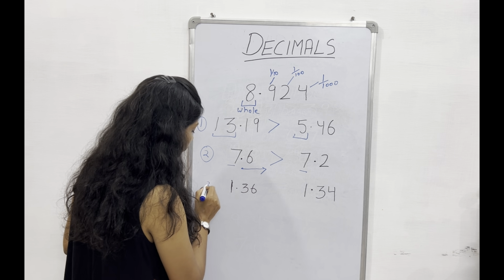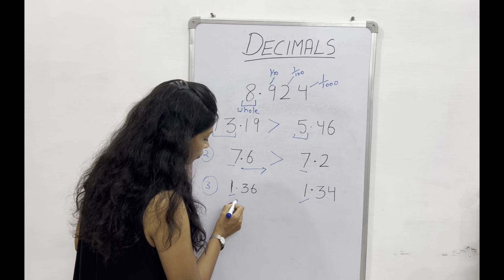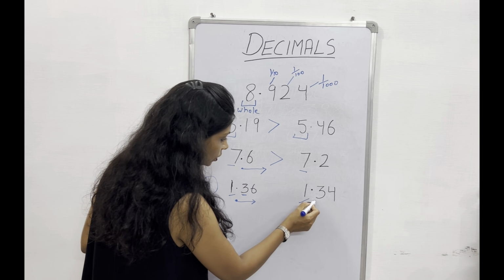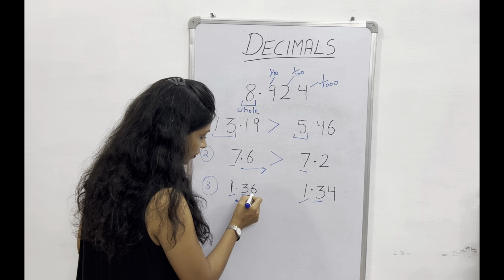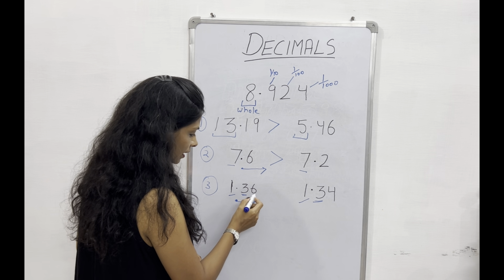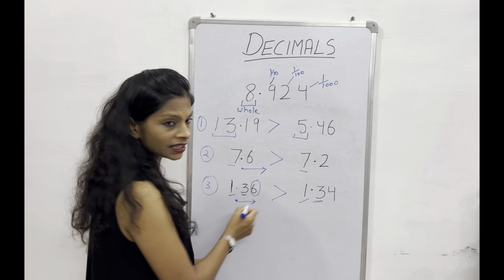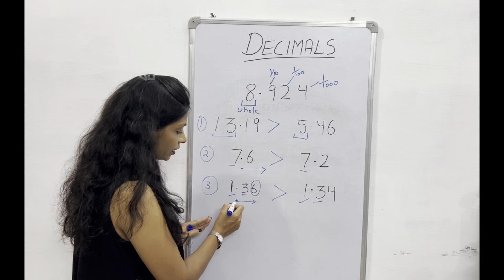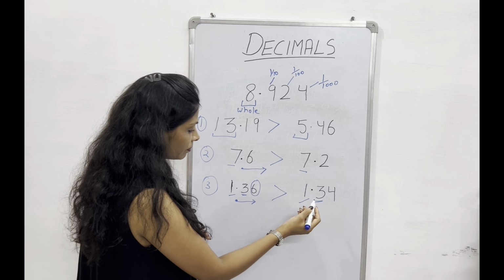Number 3. Again the whole numbers are the same here. I start moving from the decimal towards the right hand side. Now 3 is the same at both places, and then I go to the hundredth place, which is 6. Now 6 is greater than 4. So in this case, since 6 is greater, 1.36 is greater than 1.34. So if the whole numbers are the same, I will start moving from the decimal towards the right hand side and compare the digits one by one.